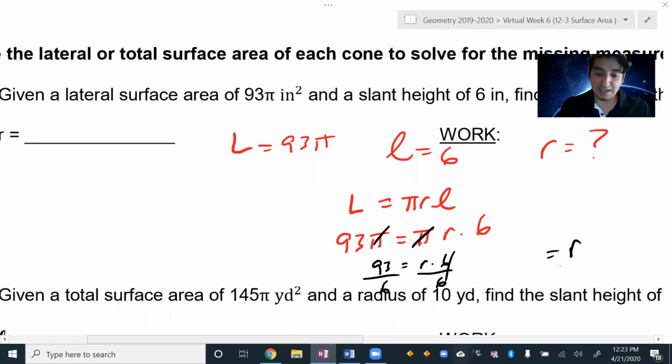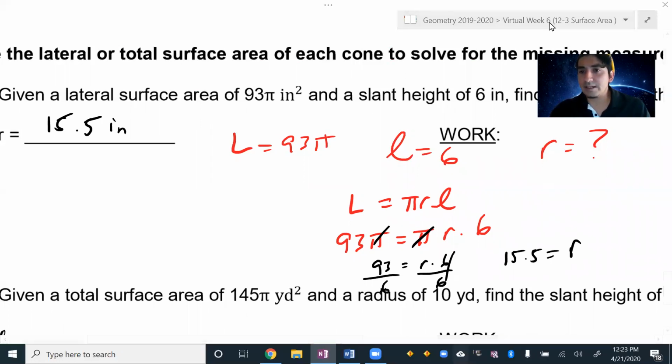Okay, 93 divided by 6 is 15.5. So this one right here will be 15.5 inches. Okay, so that's pretty much it. So work backwards, okay?